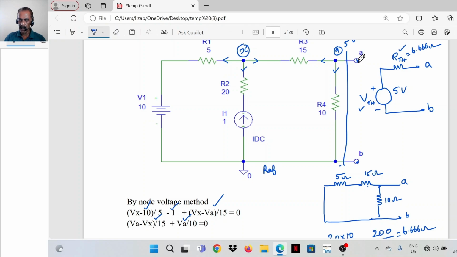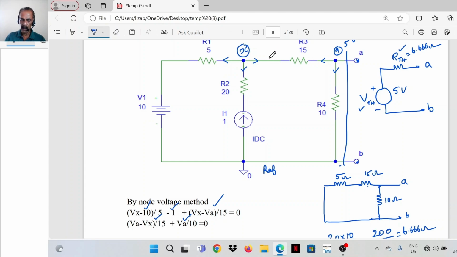And to find the equivalent resistance, all the sources are replaced with their internal resistances. The voltage source is replaced with a short circuit and the current source with an open circuit. When that is done, the resistance is reduced to this form. So this is 5 and 15. It is a total of 20 ohm resistance here. The shunt branch has a 10 ohm resistor. So now 20 and 10 are connected in parallel. The equivalent is 6.667.